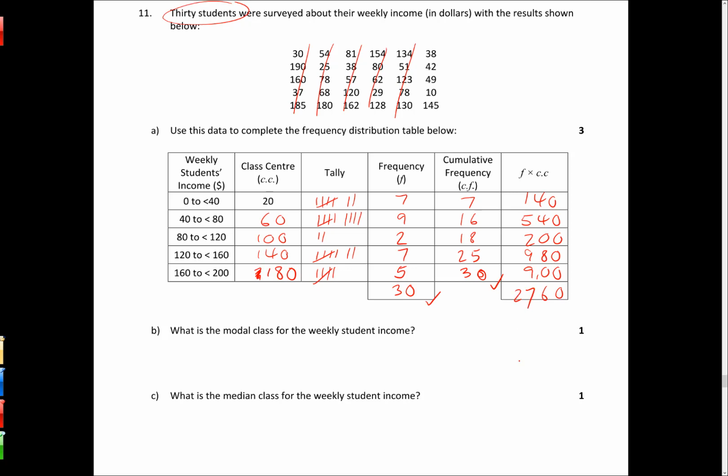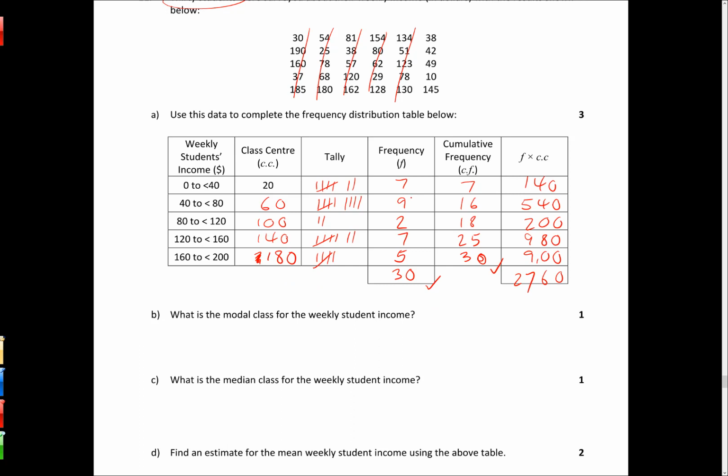So what's the modal class? Well, what happened the most? 9 was the highest frequency, which was the 40 to less than 80 income bracket. What's the median class? Well, there's 30 scores, as we said before, for an even number of scores, what's the 15th and the 16th? And the cumulative frequency column says they're both here. The 15th and 16th are all in the 40 to less than 80.